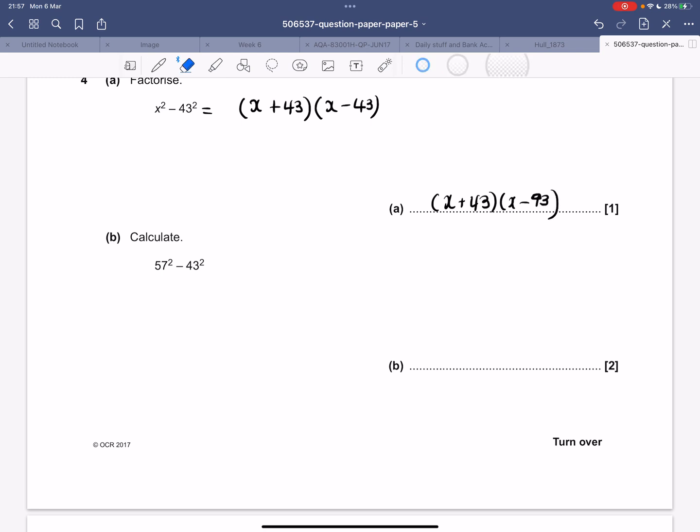Okay, so here, 9. Here we've got a 57 for the x. We've still got 43. So that is 100 times 14. 54. Yep. So it's 1400.